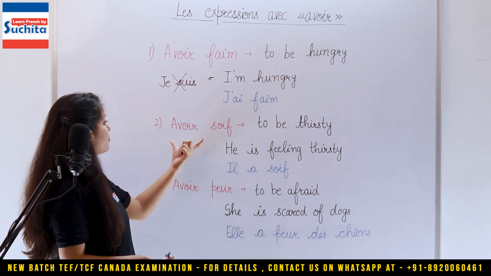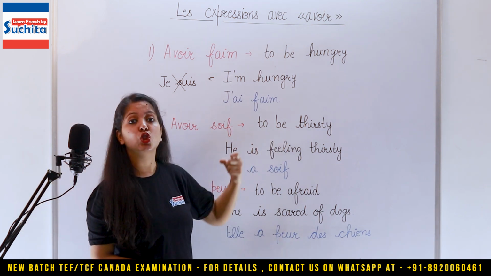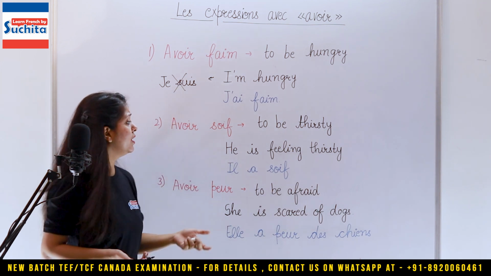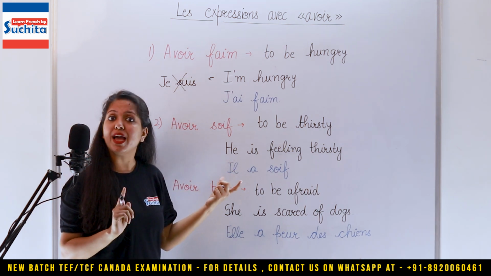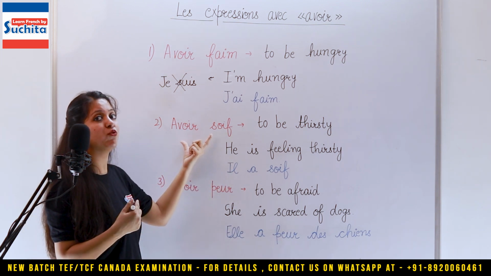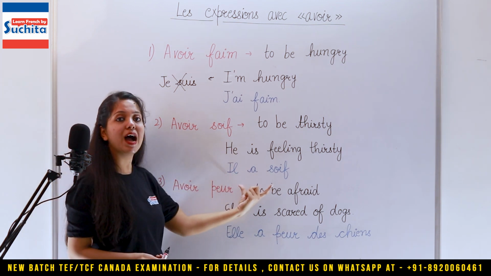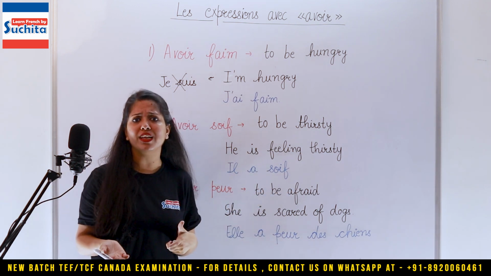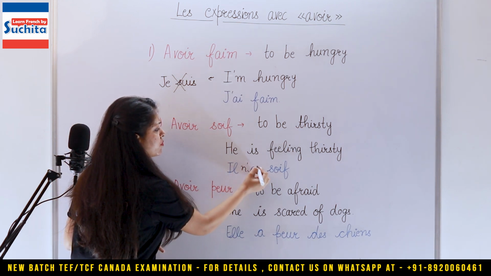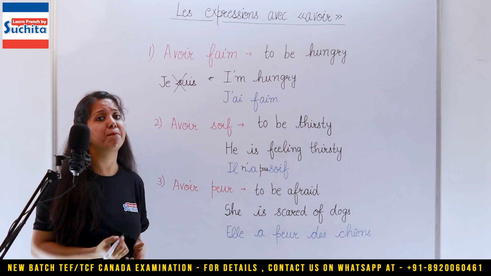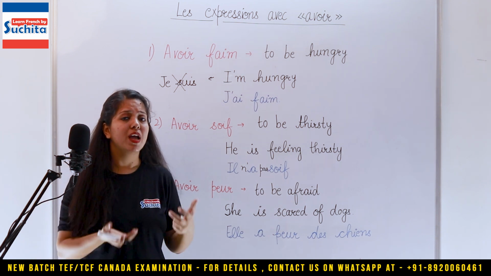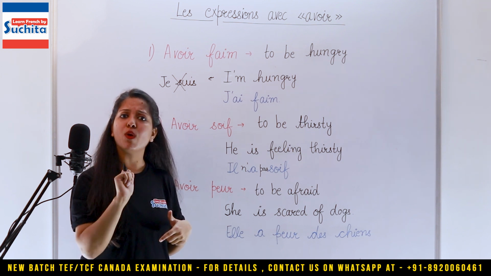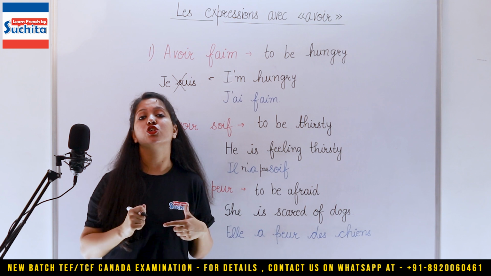Très bien. Avoir soif, to be thirsty. Again, if you want to say he is thirsty, you don't say il est. That's the verb être. You always have to use the verb avoir with this expression. So you say il a soif. Now, to say the negative, he is not thirsty, you just put ne and pas, and it becomes il n'a pas soif. I am thirsty, j'ai soif. You are thirsty, tu as soif.